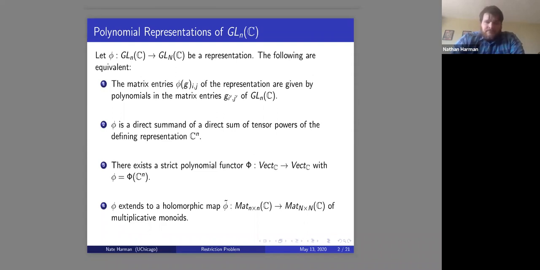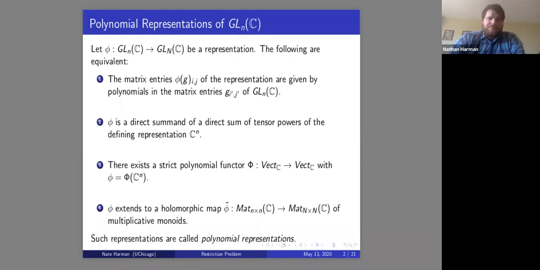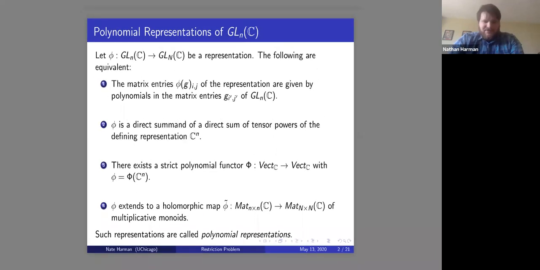All right, so feel free to stop me and ask questions at any time. I know that maybe this is not necessarily the same way everyone thinks of polynomial representations. All right, let's keep going. Oh, these are called polynomial representations.